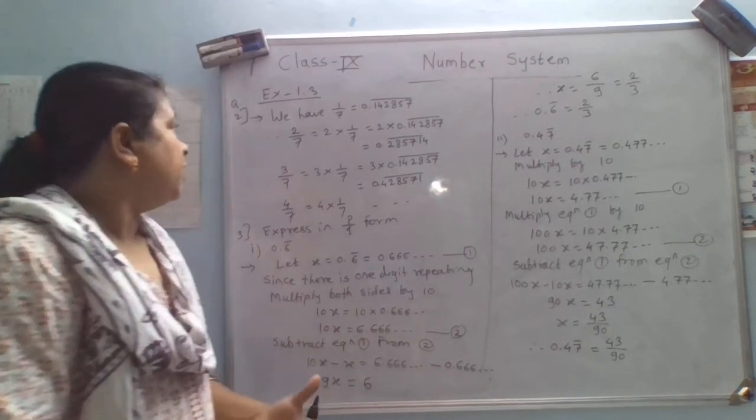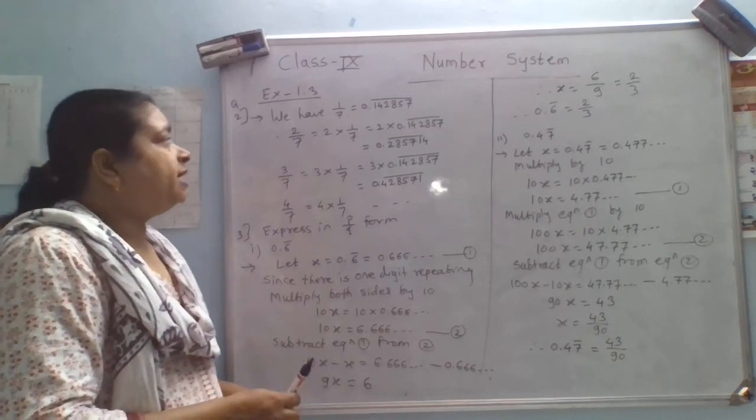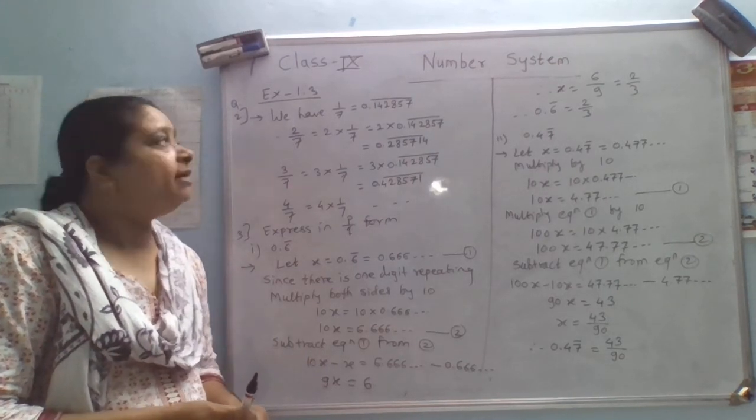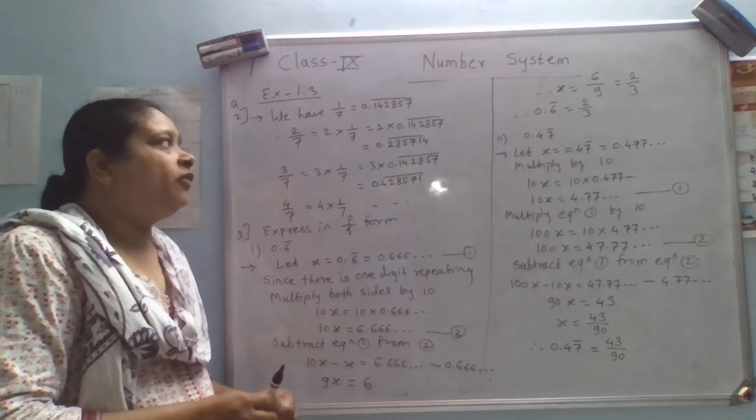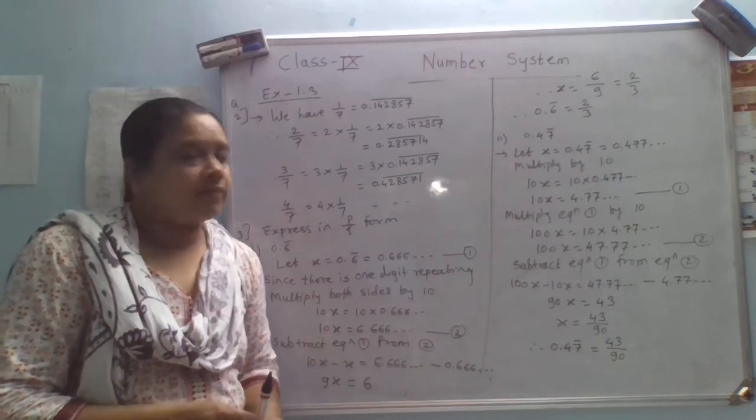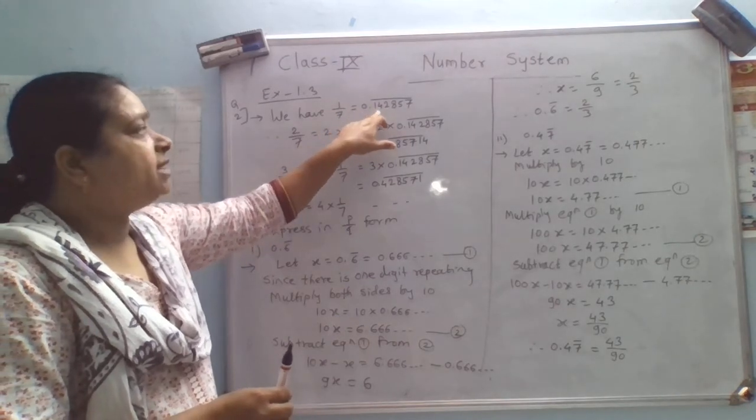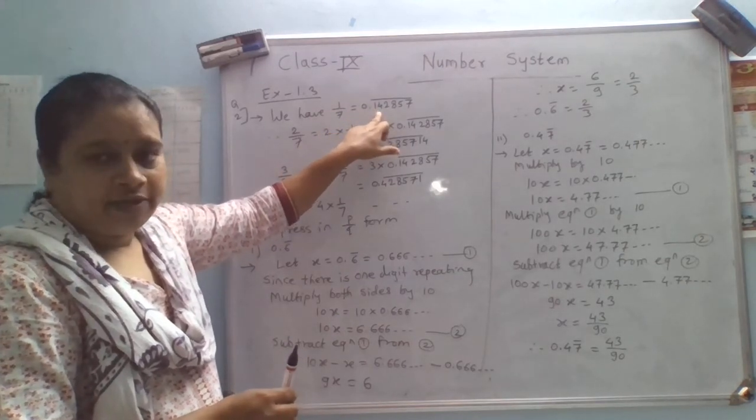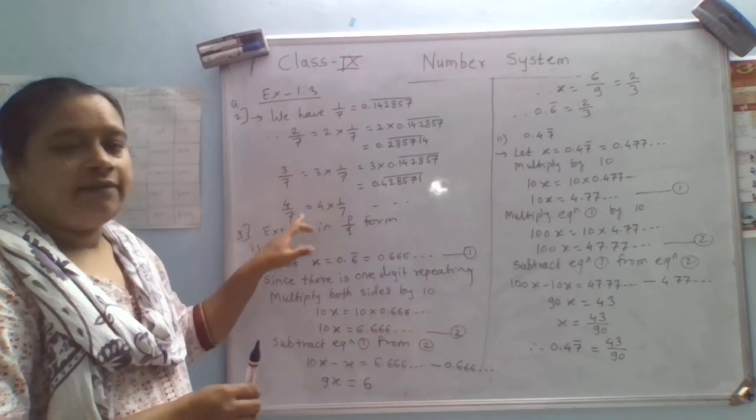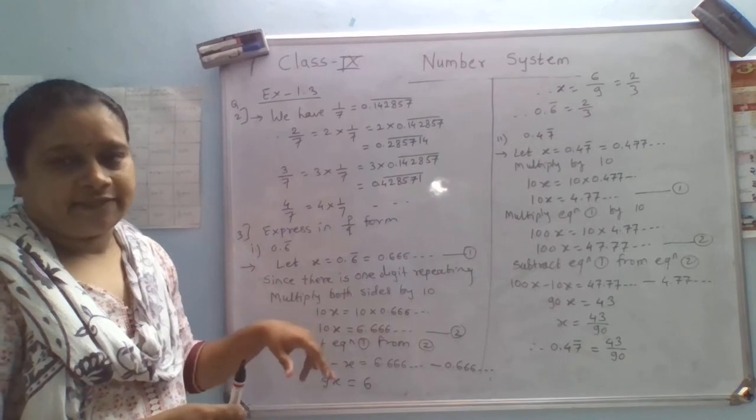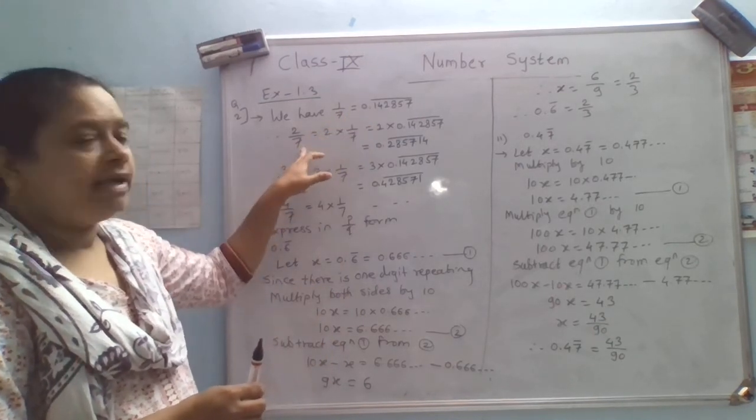Okay, exercise 1.3, question number 2. We are given the decimal expansion of 1 upon 7. It is 0.142857, and the whole number 142857 is repeating here. By using this decimal expansion of 1 by 7, we have to find the decimal expansion of 2 by 7, 3 by 7, 4 by 7, 5 by 7, 6 by 7, like that.